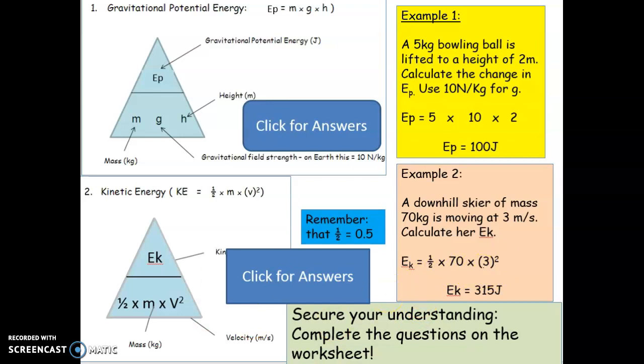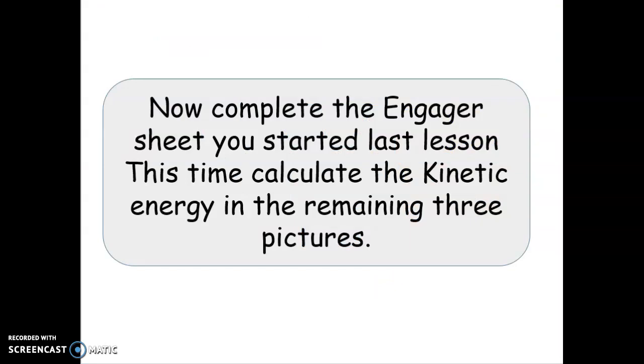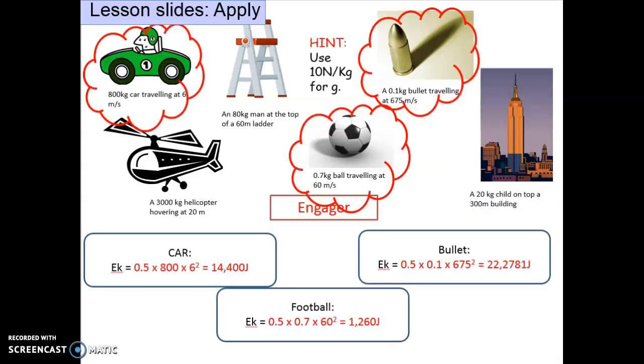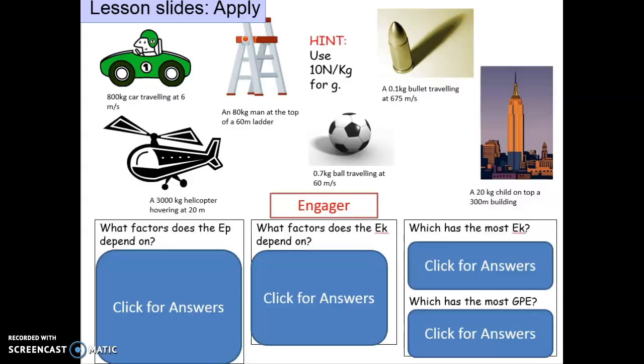Now then, you can go back to the engager sheet that you started last lesson, because you had calculated gravitational potential energy for the helicopter, the man at the top of the ladder, and the child. So now what you can do is calculate the kinetic energy for the car, the ball, and the bullet. So off you go, have a go at that.